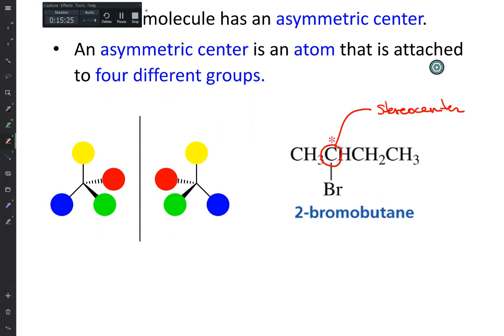Is this drawing style familiar enough to you guys? I don't have to explain too much. The wedge is coming out, that's the hatch going back. The colors are, like, everything's cool.